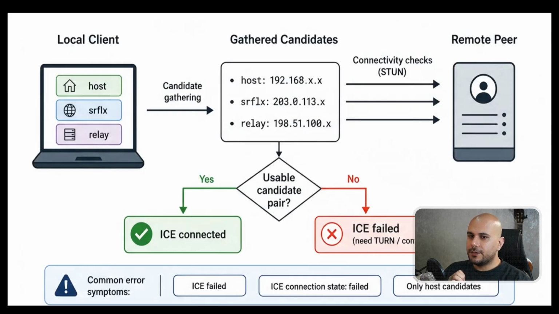The first pair that responds and meets your policy becomes the selected path. If you only ever see host candidates and no SRFLX or relay, that's a red flag. Your STUN or TURN configuration is wrong. If ICE ends in failed, it means none of these candidate pairs worked.